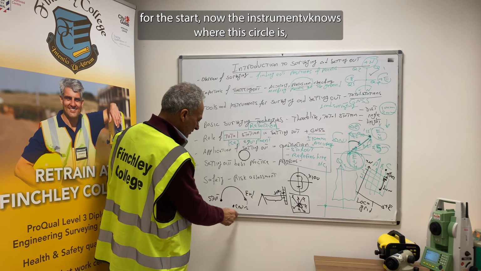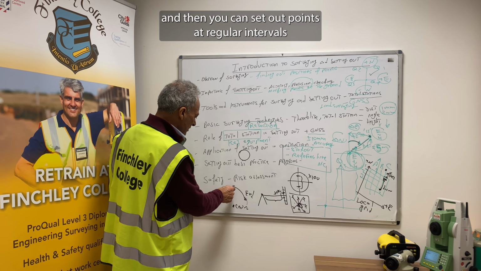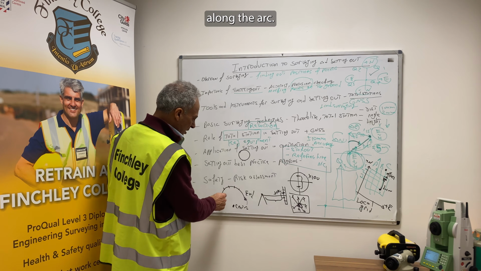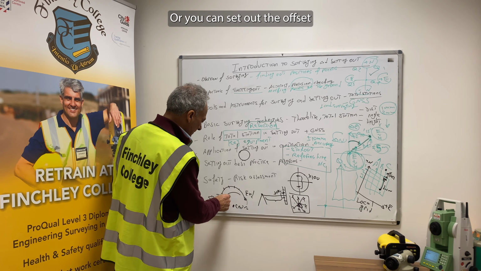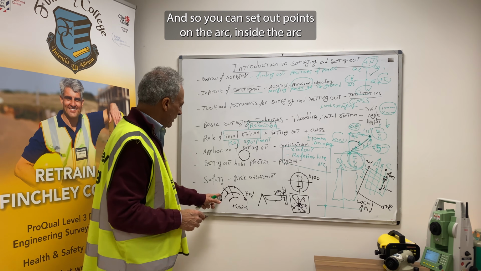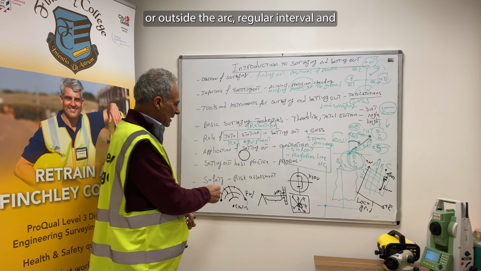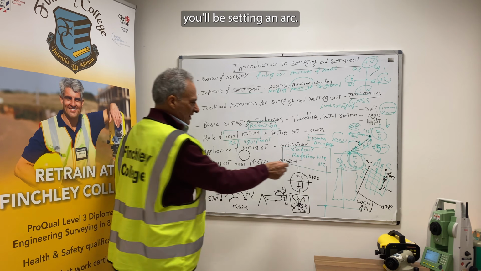Now the instrument knows where the circle is, and then you can set out points at regular intervals along the arc, or you can set out any offset. You can set out 1 meter offset or 2 meter offset, and so you can set out points along the arc, inside or outside the arc, at a regular interval, and you'll be setting out arc.